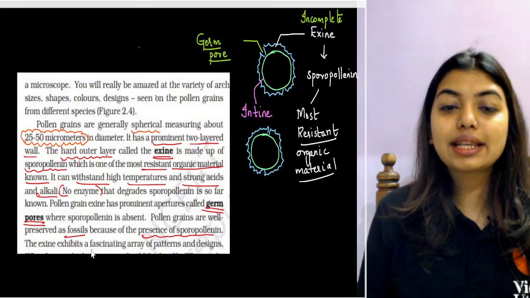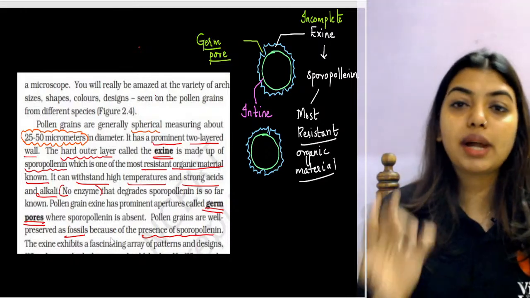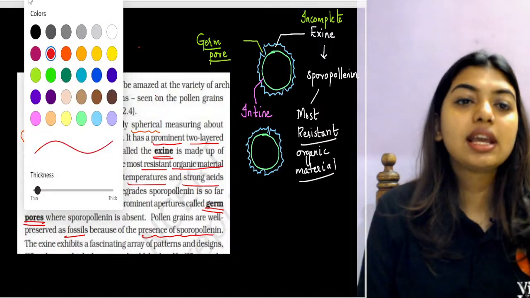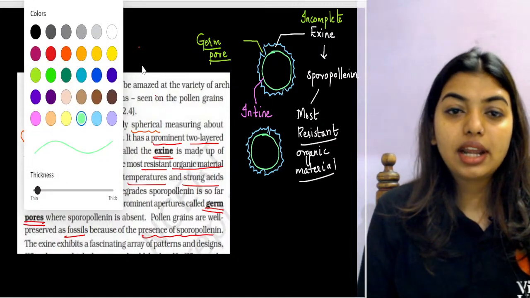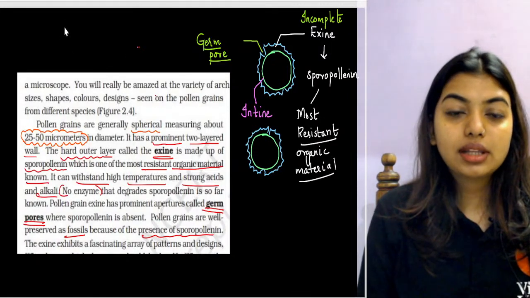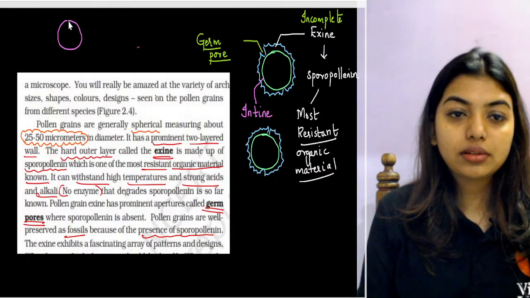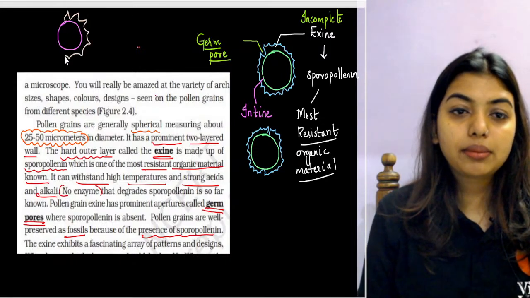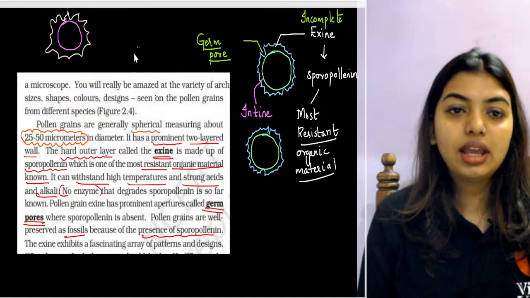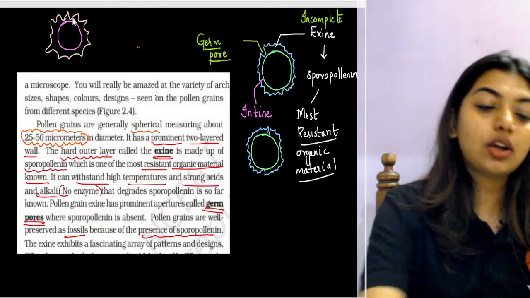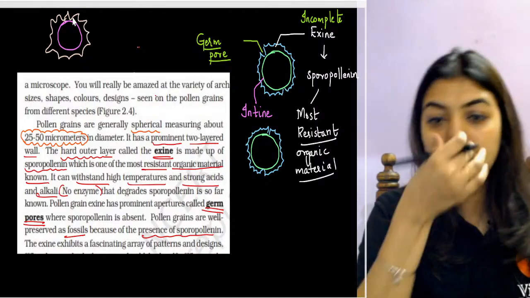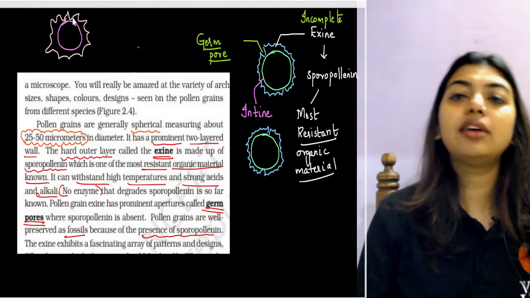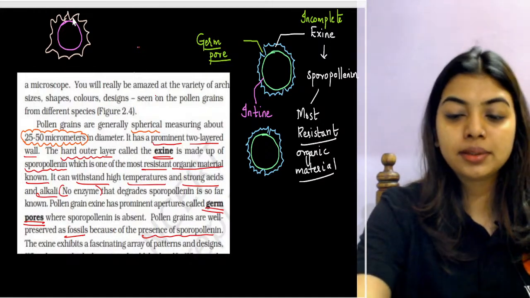The exine exhibits a fascinating array of patterns and designs. See, now I have drawn like this. It can also be different, right? Let's say if this is a pollen, they can also have different kinds of pattern. Can have any kinds of pattern. So the sporopollen exhibits a different kind of pattern. Got it? Exhibit a fascinating array of patterns.